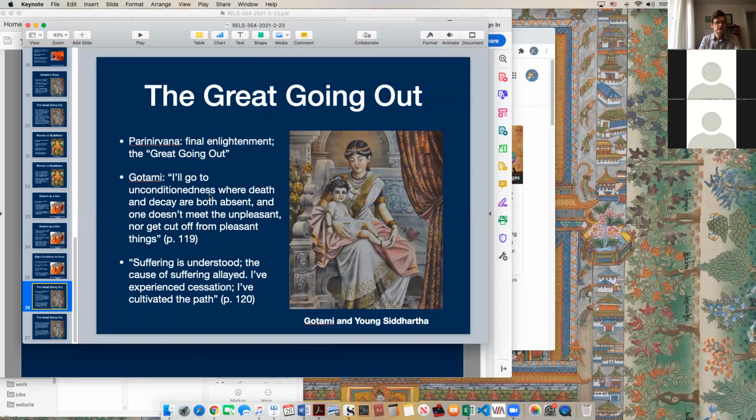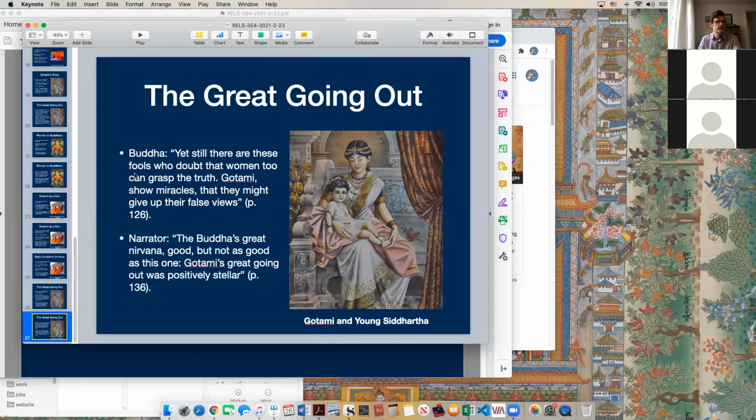Yeah, she achieved that same state. So she's going to the unconditionedness where death and decay are both absent, and one doesn't meet with the unpleasant nor is cut off from the pleasant. So she's achieving the same thing as the Buddha. And again, we didn't get to this last time, but we can start before the exam with just a quick recap of this.